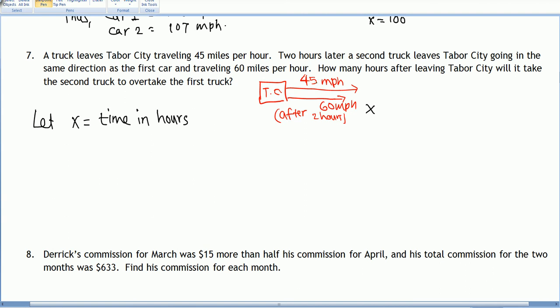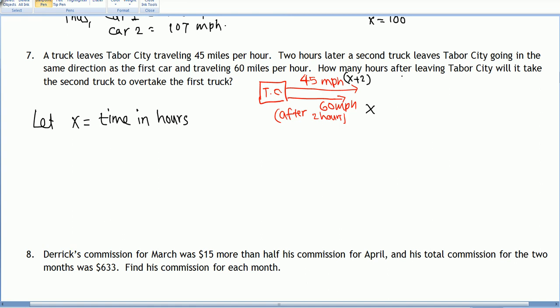Since the first truck started 2 hours earlier, it will drive 2 hours more, so the time driven by this truck is x plus 2. When we multiply the velocity times the time, we get the distance. Same thing here: this is the velocity times x hours. When we multiply, we get the distance.